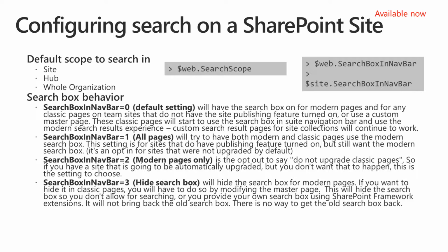And then last but not least, I know some customers want to make sure that there is no search box, and they want to provide their own search box, or they want to disable search altogether for a given site or site collection. This last setting is to hide the search box that we provide in the Suite navigation bar. When you set this, we will not emit the search box into the page, and you'll be free to do whatever you want using SharePoint Framework extensions or any other mechanism that you may be using.